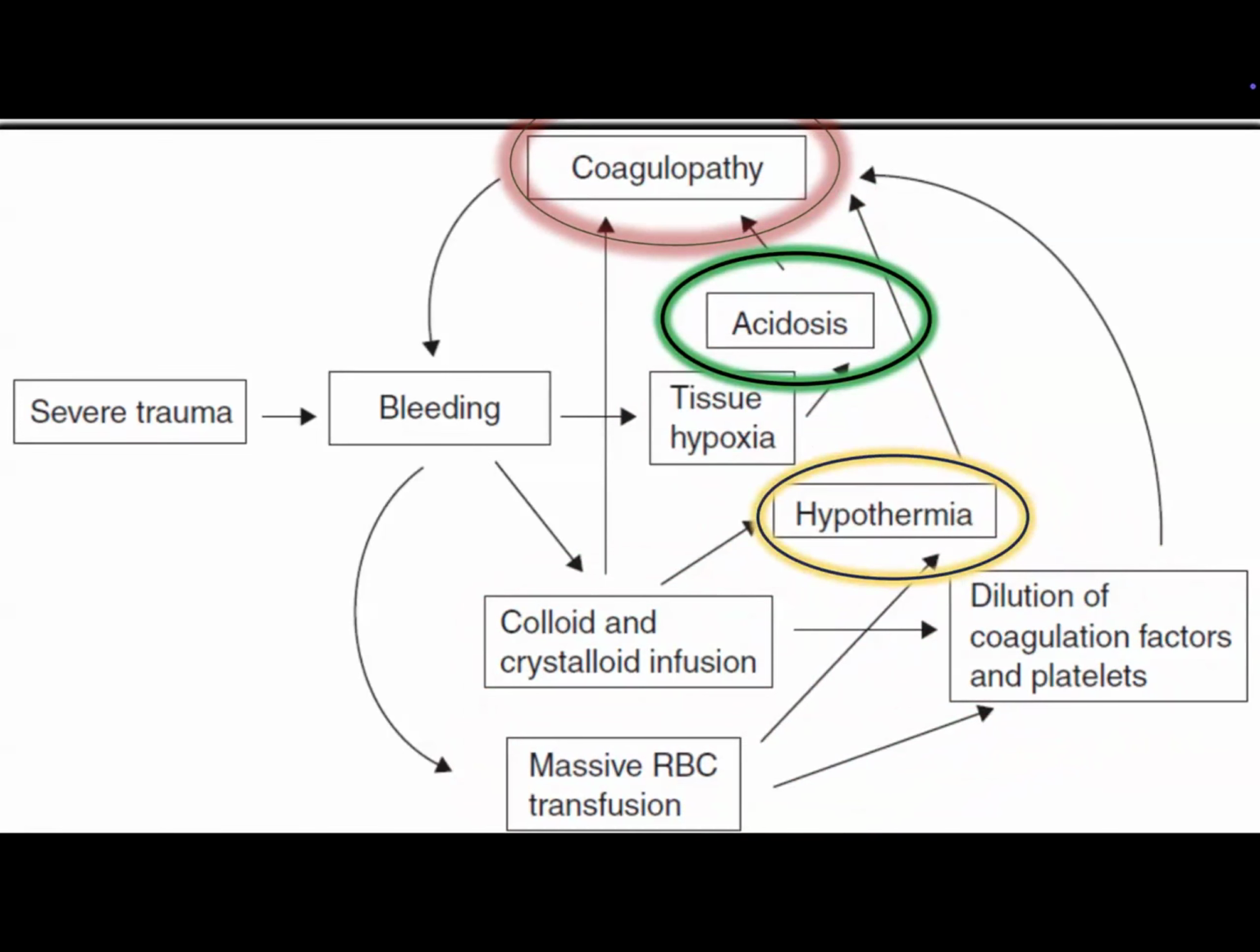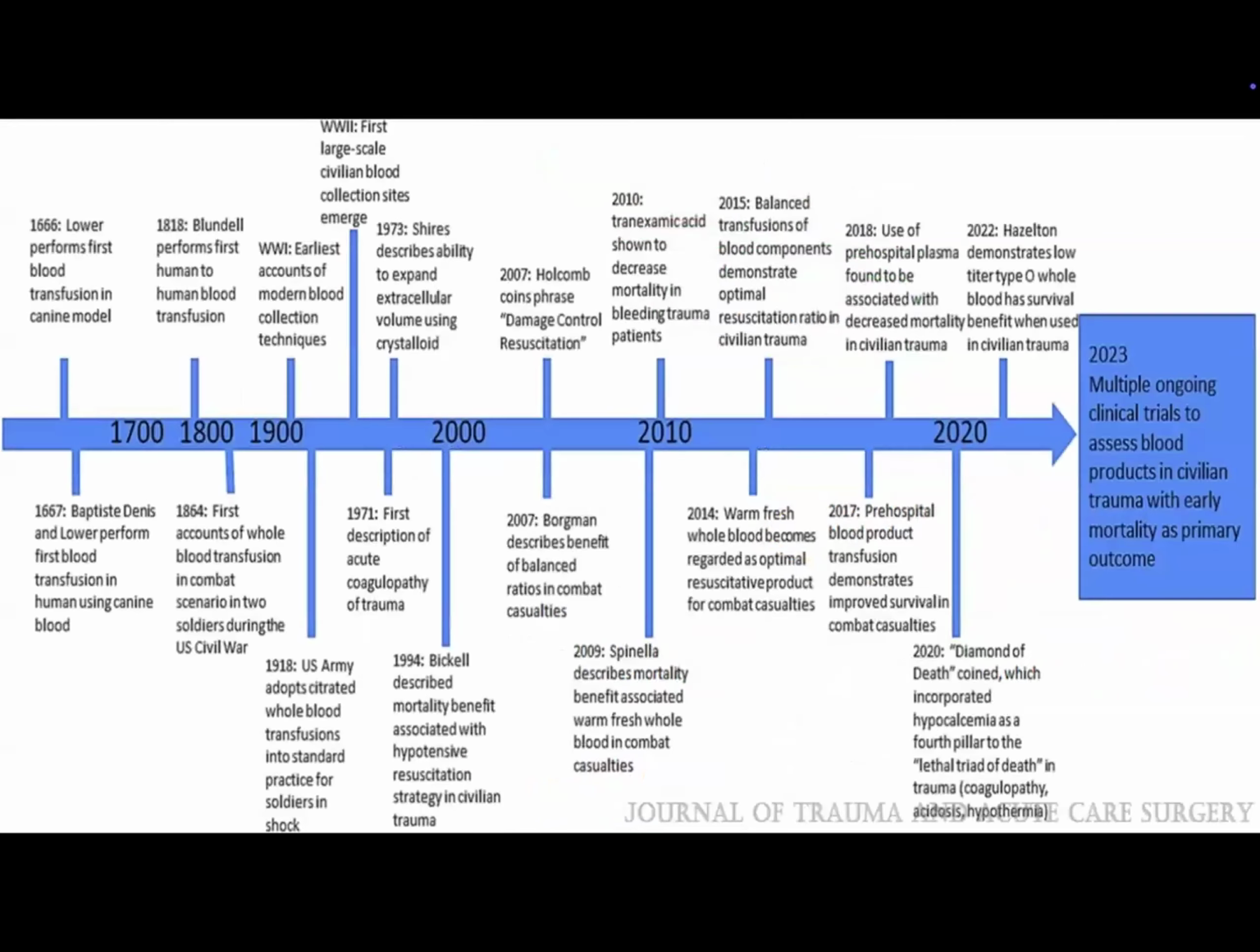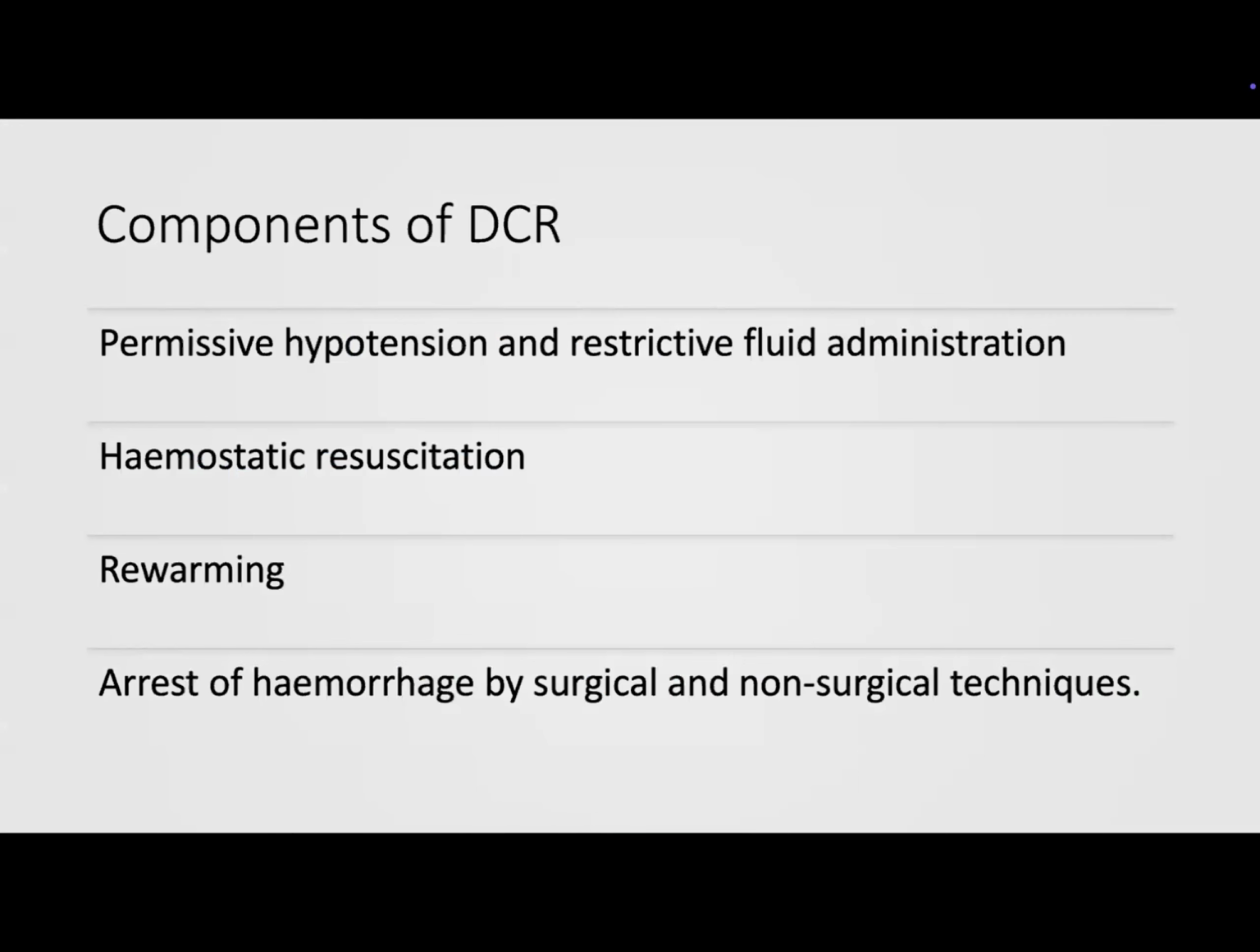So the triad of death is here because of that. And severe trauma itself causes a maladaptive response, leading to activation and consumption of coagulation factors, consumptive coagulopathy. In 1971 was the first description of acute coagulopathy of trauma. Then in 2007, it took almost 40 years for the concept of damage control resuscitation to come.